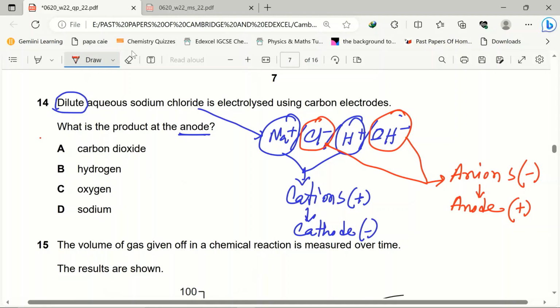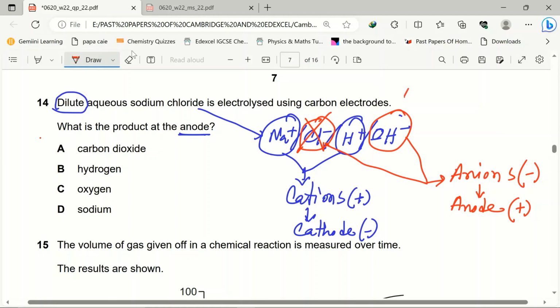So from chloride and hydroxide, which ion will go? What we need to remember is, if the sodium chloride solution was concentrated, then chloride must go. Since it is dilute, then chloride will not go. In dilute solution, there is less chloride ion and more hydroxide ion. We have a good concentration of hydroxide ion.